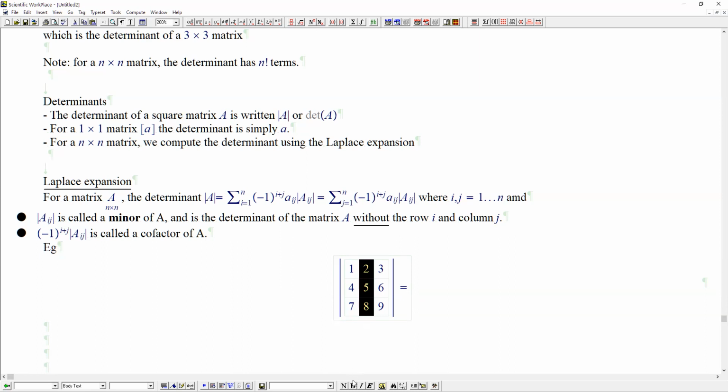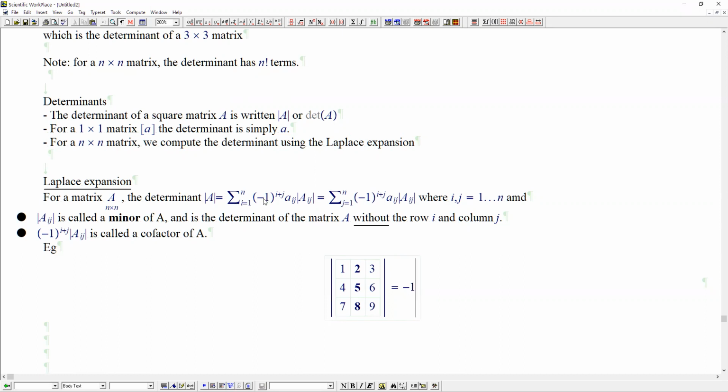So now let's go with this, for instance. Let's go with 2, 5, and 8. So first of all, what is my multiple in front? It's -1 to the 1 plus, sorry, it's column 2. So 1 plus 2 is 3. So -1 to the 3 is -1. So here I get -1.